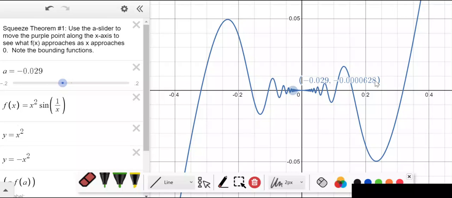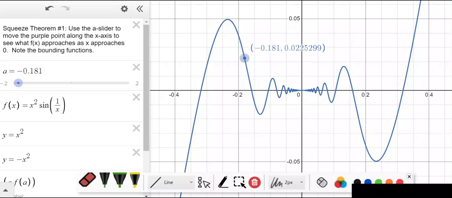If we look at what this function looks like, it's x squared times sine of 1 over x. Well, one thing that we know about sine, thinking about the unit circle, is that the biggest value you can get out of sine is 1, and the lowest value you can get out of sine is -1, right? The top and the bottom of the unit circle.